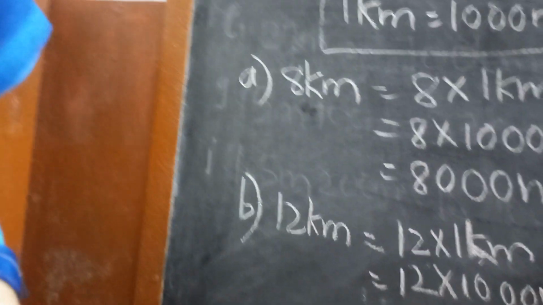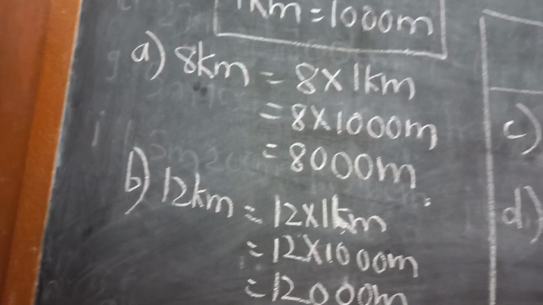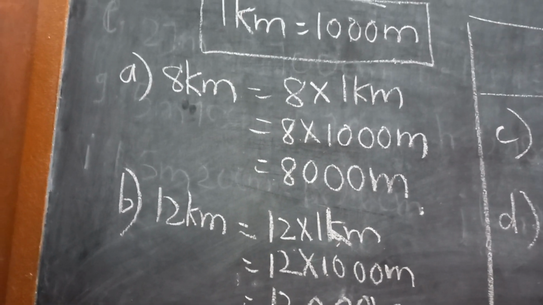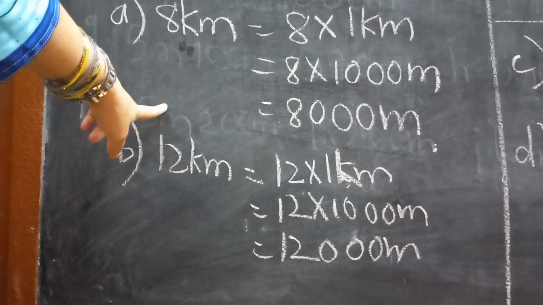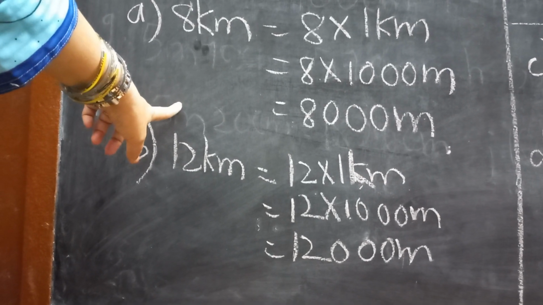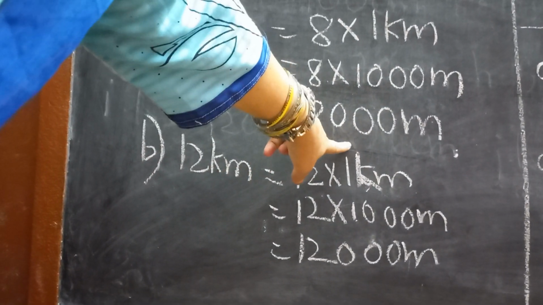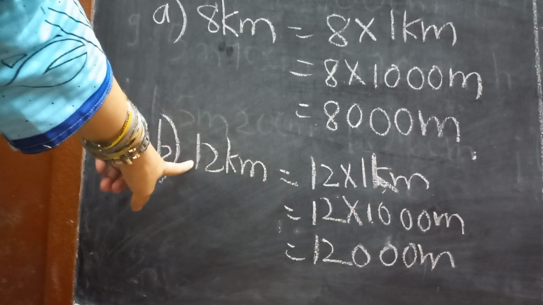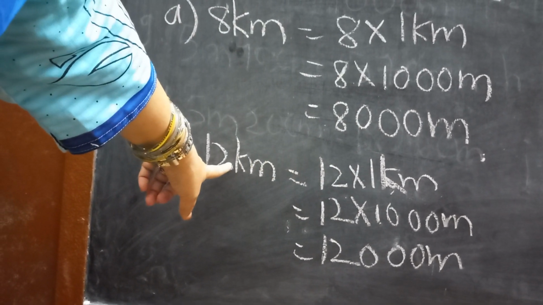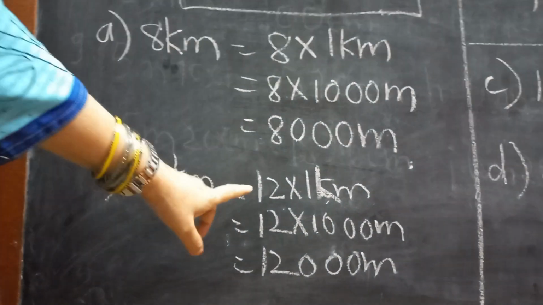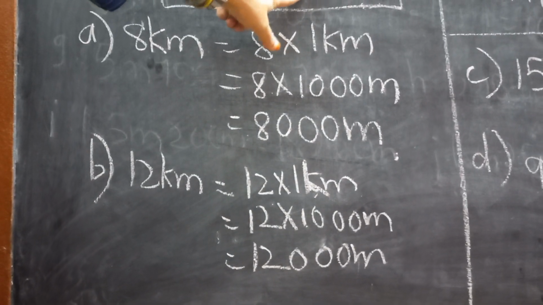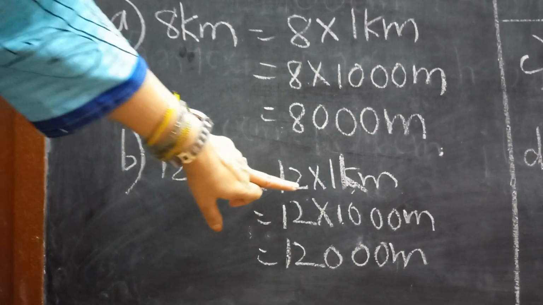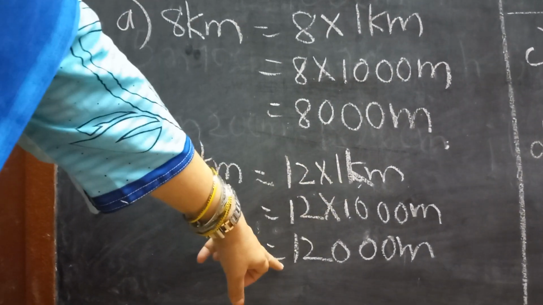Now the next, second one. Just keep it like this, okay. It is 12 kilometers. How can we write 12 kilometers? 12 into 1 kilometer. 12 ones are 12 kilometer. Value does not change, so I just separated it here. 12 into 1 kilometer equal to 1000 meters, right? Sorry. 12 into 1000, 12,000 meters.